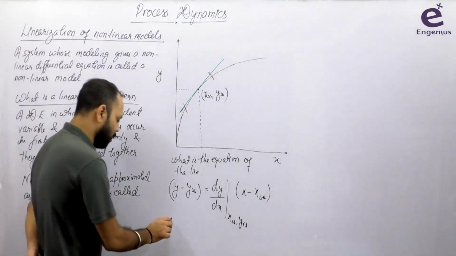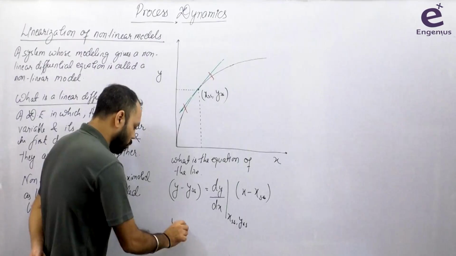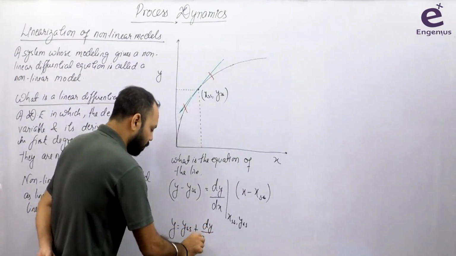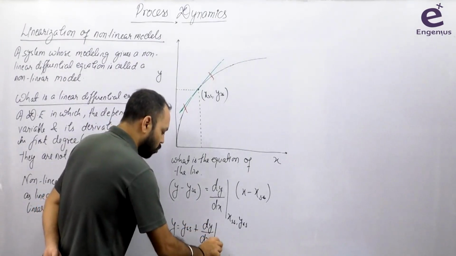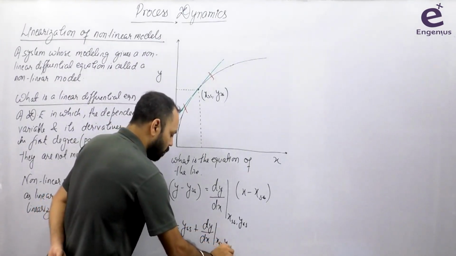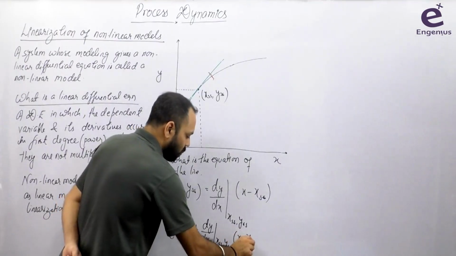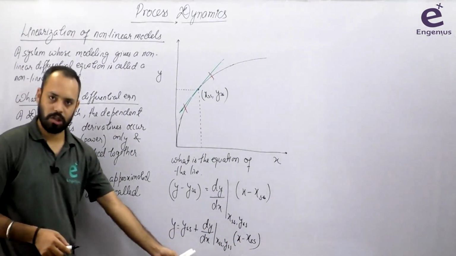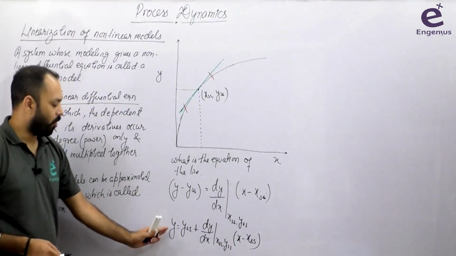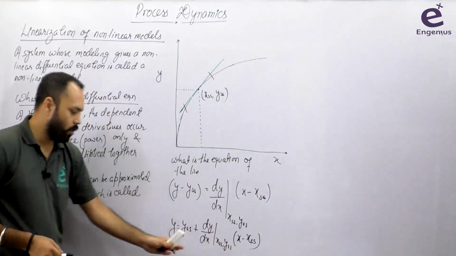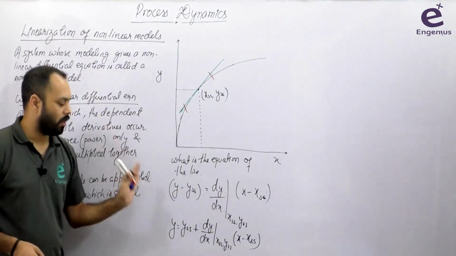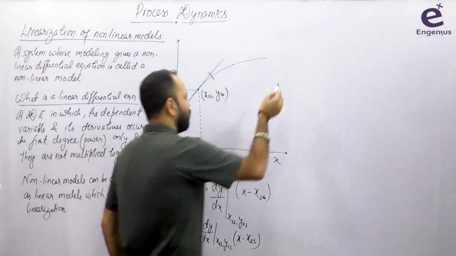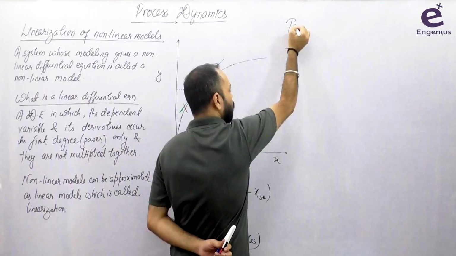So what is the equation of the line? y is equal to yss plus dy by dx at xss comma yss multiplied by x minus xss. Clear? This is called linearization. You have assumed that the function of y and x is now linear. Earlier it was non-linear, it's now linear, but please note it is an approximate model, and this is the same thing which is given by Taylor's series, Taylor's expansion.